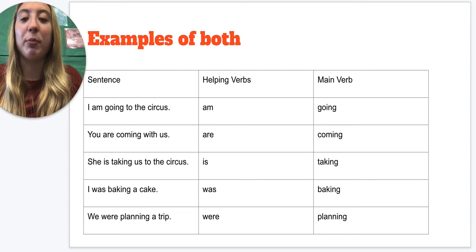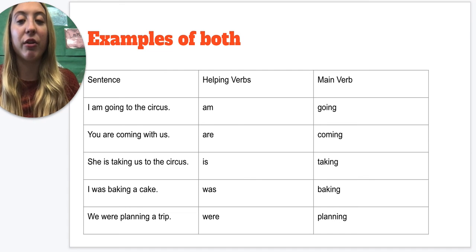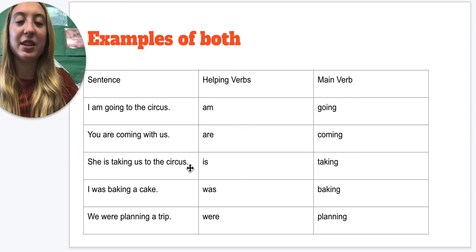We need our helping verbs to make sure our sentences are grammatically correct. So she is taking us to the circus. She is our subject. Remember, what is she doing? Taking, that's my main verb. And then do I see a helping verb before? Right here, is. Is our helping verb.